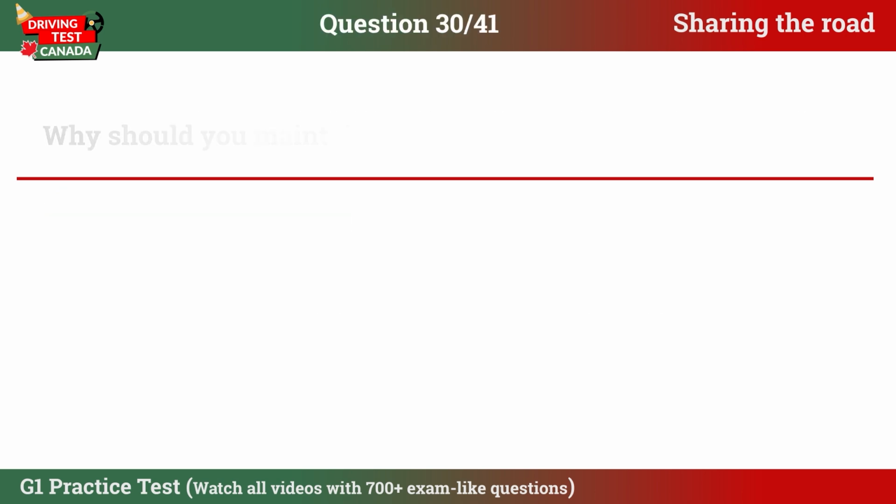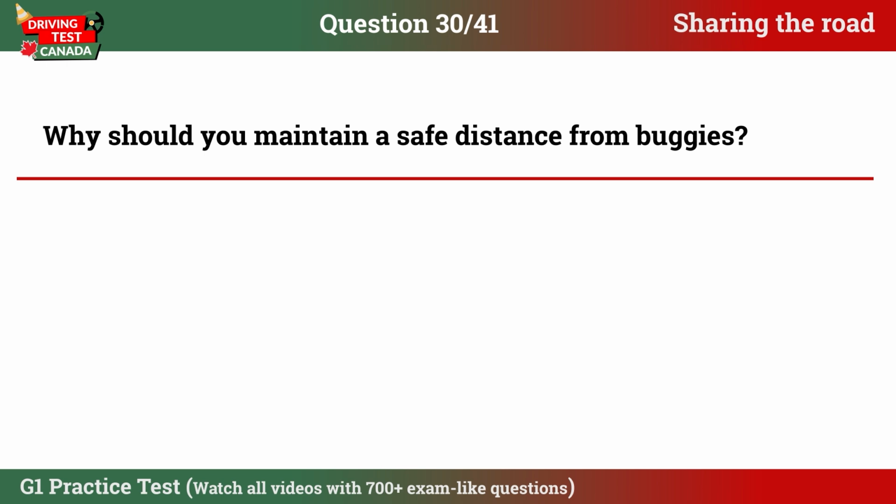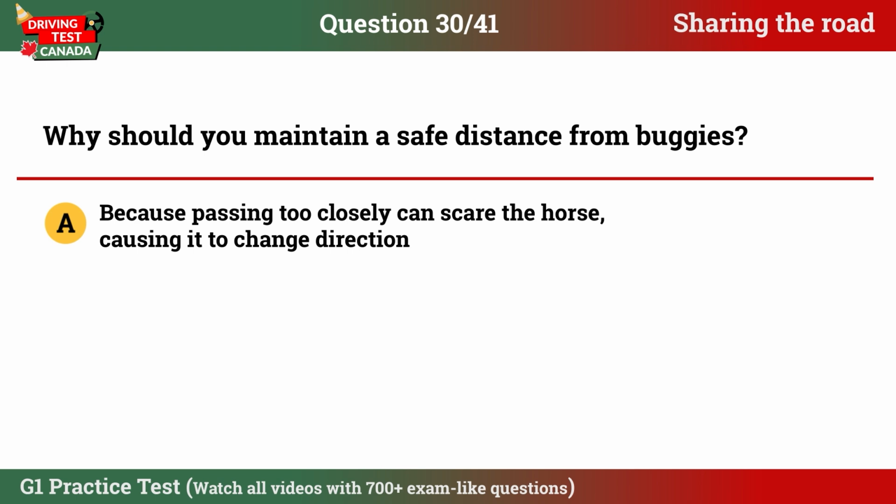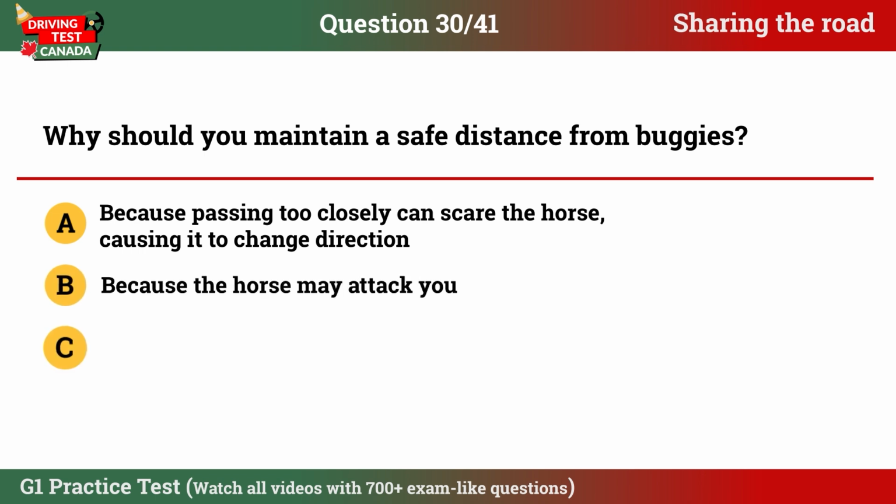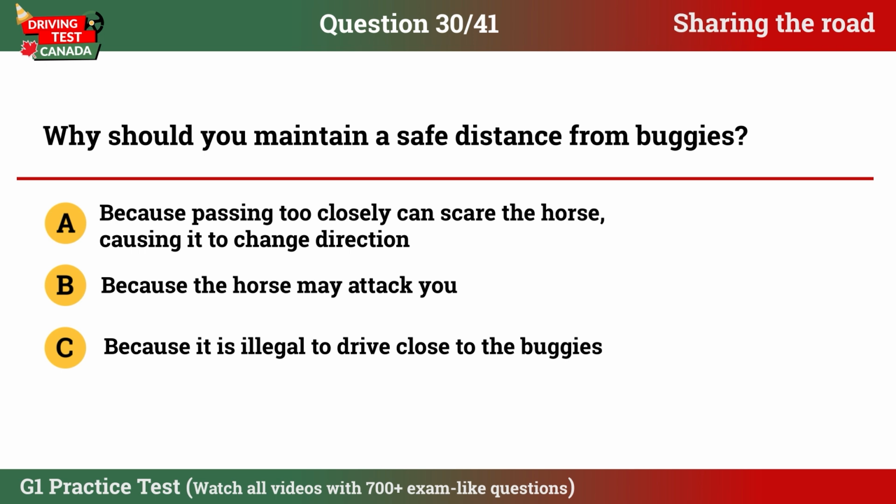Question 30. Why should you maintain a safe distance from buggies? A. Because passing too closely can scare the horse, causing it to change direction. B. Because the horse may attack you. C. Because it is illegal to drive close to the buggies. D. None of these.